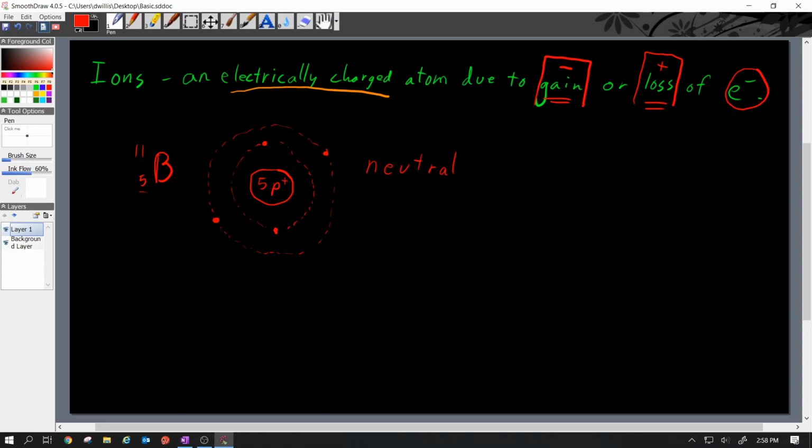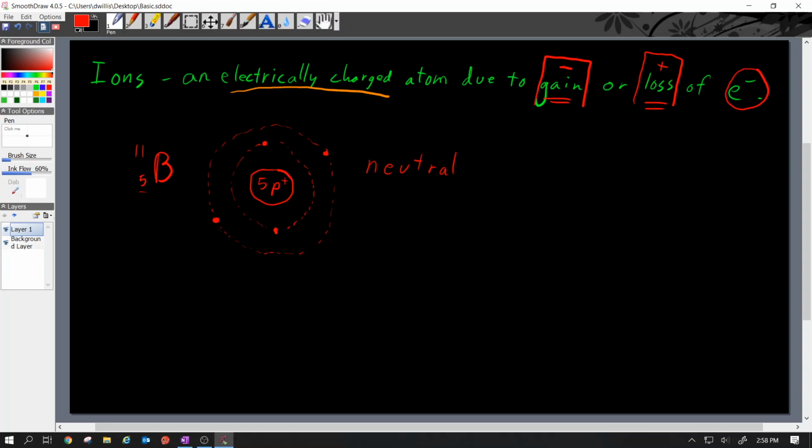Now, some people have asked, hey, what about the protons? Could we gain and lose protons? And the answer is no. We are not going to be doing that because the protons are found here in the nucleus. We are not going to be messing with the nucleus because if you change the number of protons in the nucleus, you are changing the fundamental nature of the atom. It would no longer be boron. It would be something else entirely. All right? And so we are not going to be changing the number of protons.